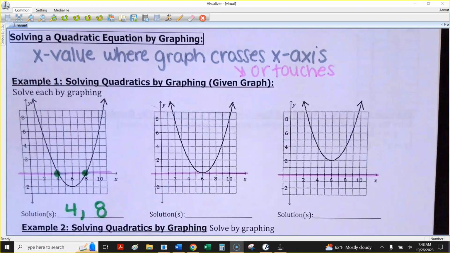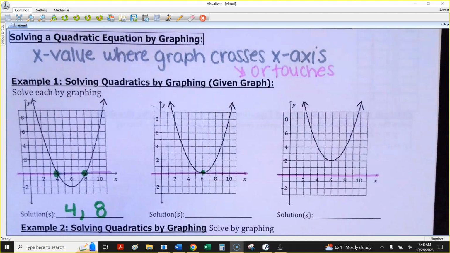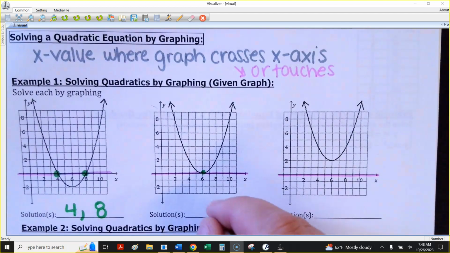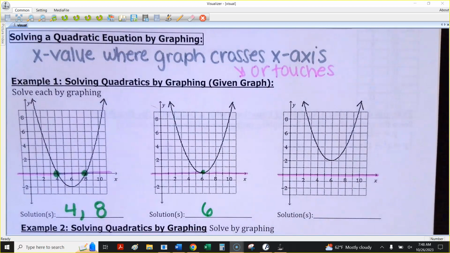What would your answer be for the second picture? Just 6. Now, it can have a situation where you just touch the x-axis. That's why I went back and added that to that definition. This would just have 6 as an answer. All right, what about the last one?